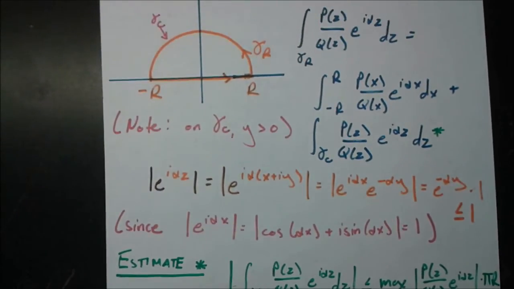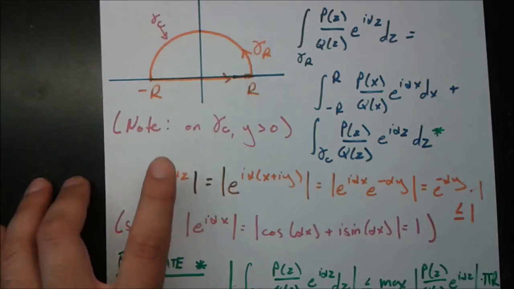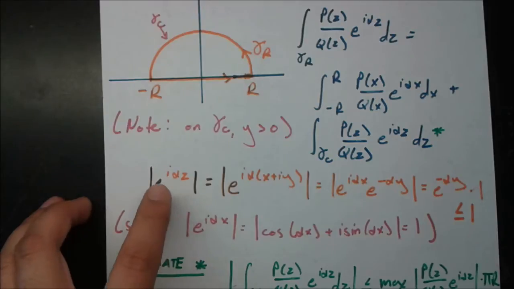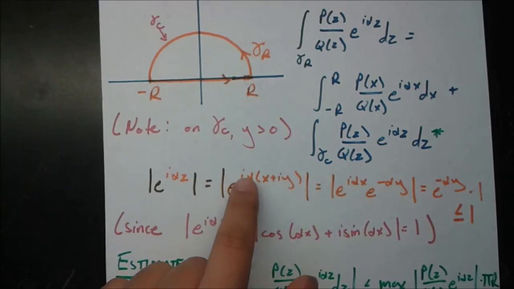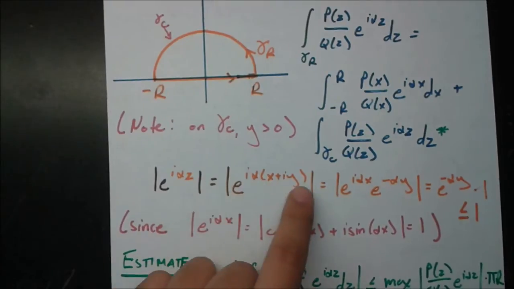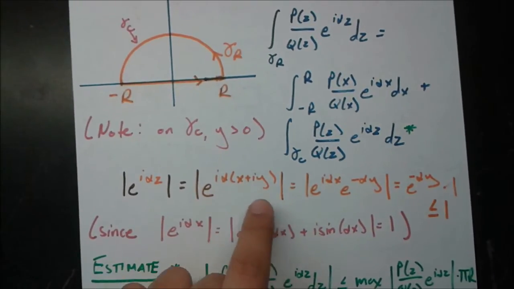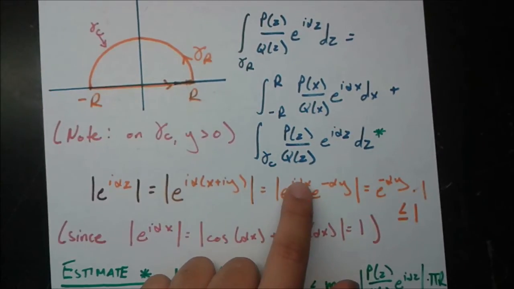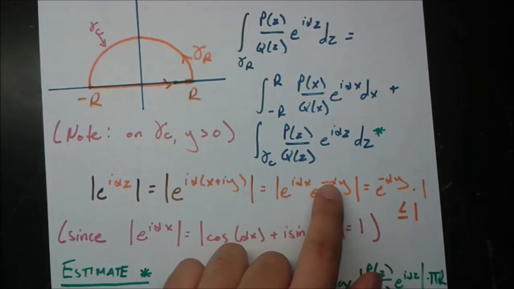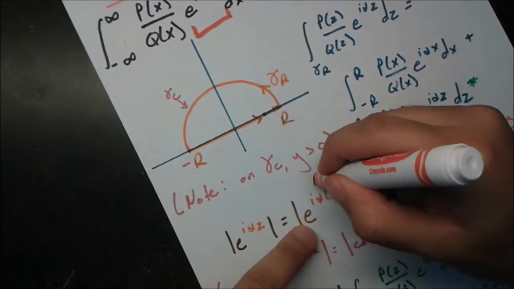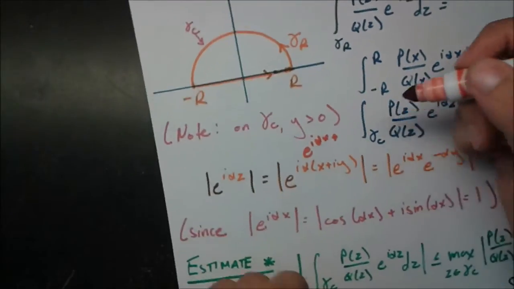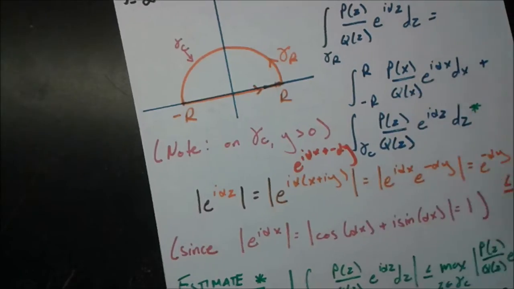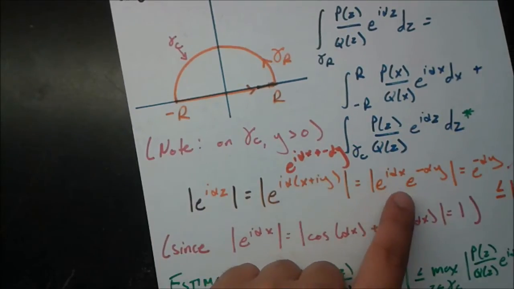But before we do that, let's talk a little about e to the i alpha z and its modulus, which we're going to use in the estimate. The modulus of e to the i alpha z is the same as the modulus of e to the i alpha times x plus iy, because z is x plus iy. Using our rules of exponents, we can split this up as the modulus of e to the i alpha x times e to the negative alpha y. The i alpha and the iy become a negative alpha y.